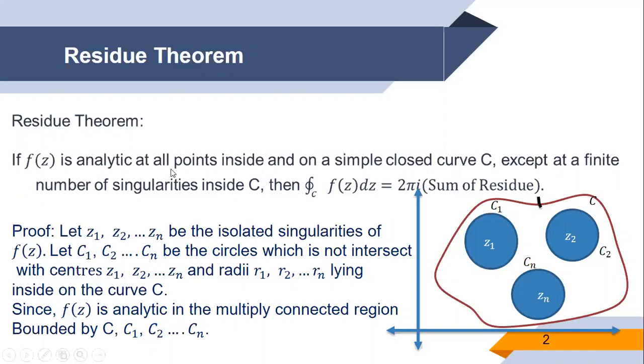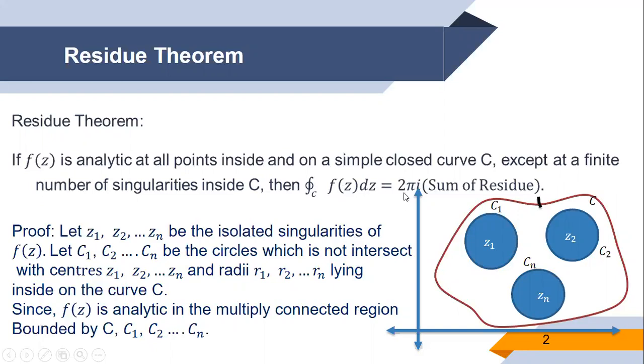So again, I repeat the statement of residue theorem. Function is analytic everywhere except some finite number of singularities, and the singular points are inside C. Then the integration of the function f of z dz is equal to 2 pi i into sum of residues.